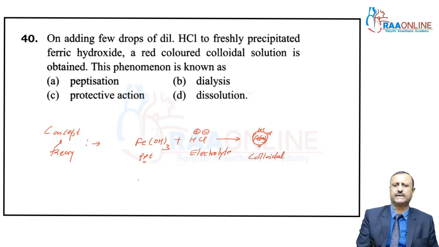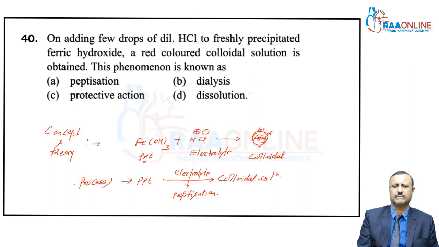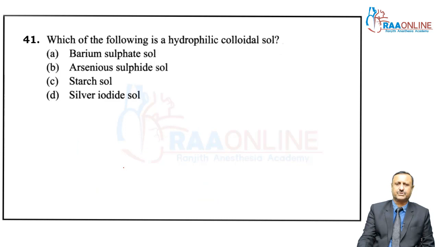So, this is the process, my dear students, when a precipitate is converted into a colloidal solution by the addition of an electrolyte. This is called peptization. So, this process is called peptization. My dear students, so for question number 40 you get the answer A, because peptization is in answer A. Now, my dear students, this is question number 41.